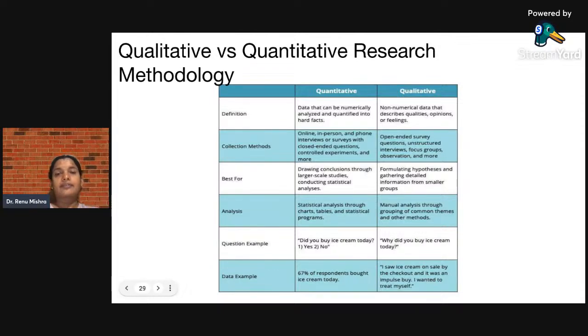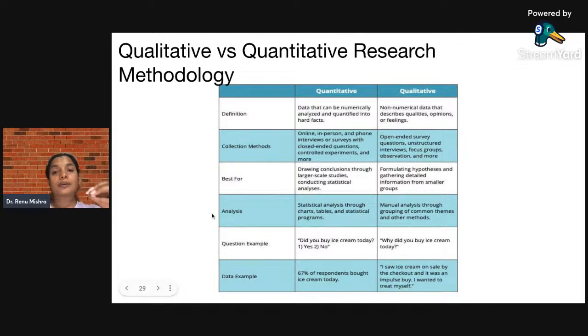Now here I have given you an example also. In quantitative, you ask, did you buy ice cream today? You'll say either yes or no. There cannot be a third answer for that. It's simple. Did you buy ice cream today? Yes or no. This will be a quantitative response.